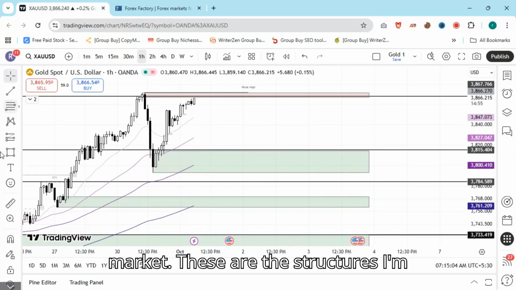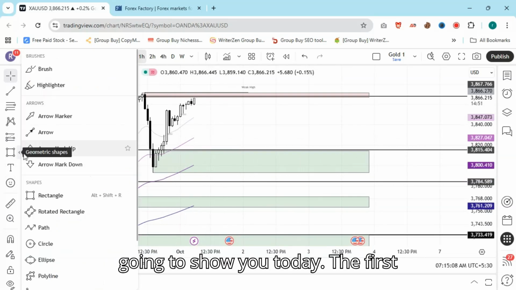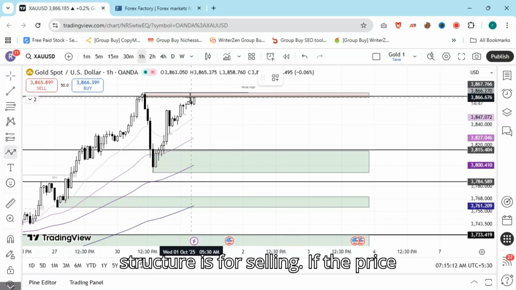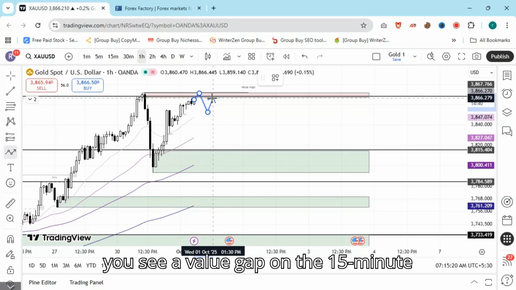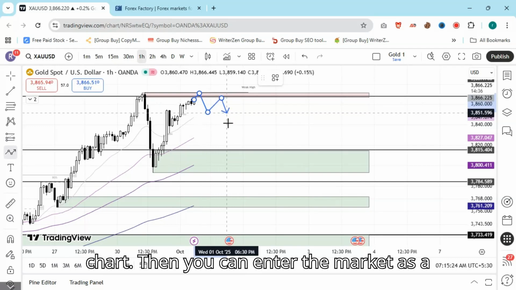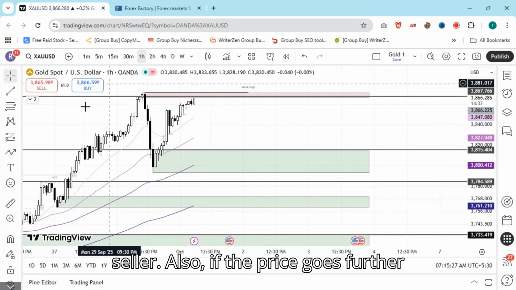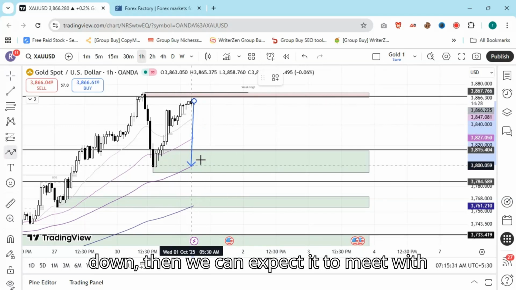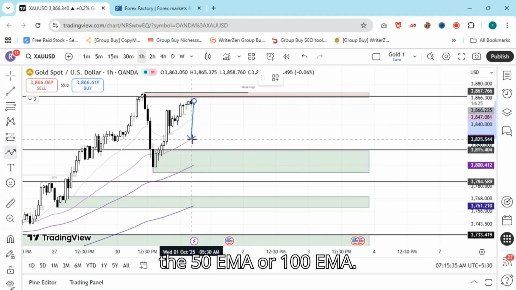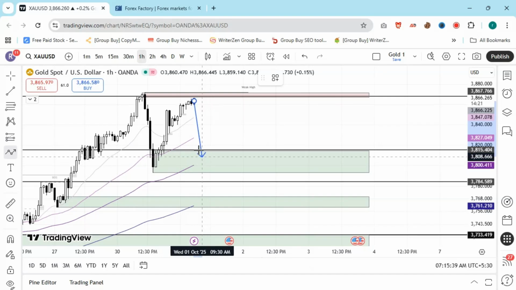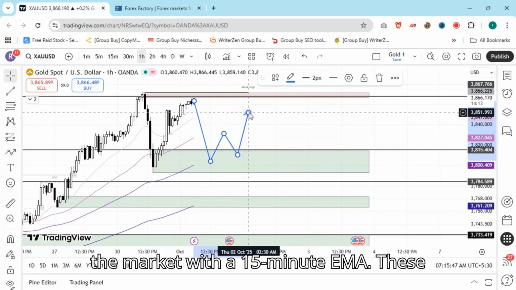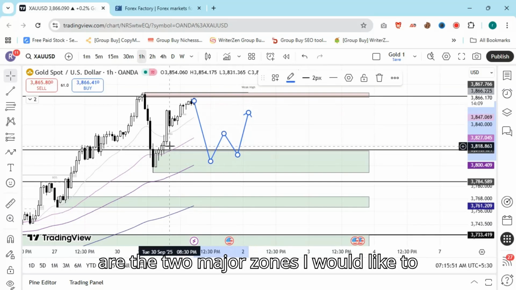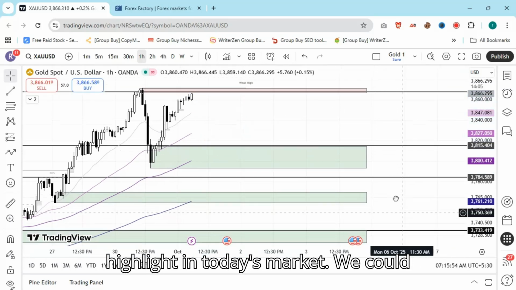These are the structures I'm going to show you today. The first structure is for selling. If the price goes down and pulls back, you can sell if you see a value gap on the 15-minute chart. Then you can enter the market as a seller. Also, if the price goes further down, then we can expect it to meet with the 50 EMA or 100 EMA. After collecting liquidity, we can enter the market with a 15-minute EMA. These are the two major zones I would like to highlight in today's market.